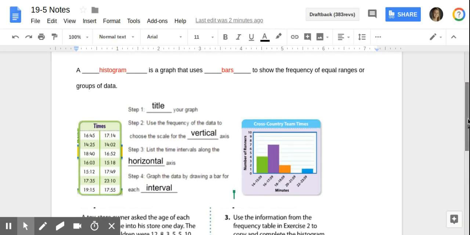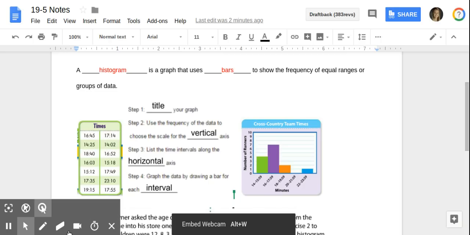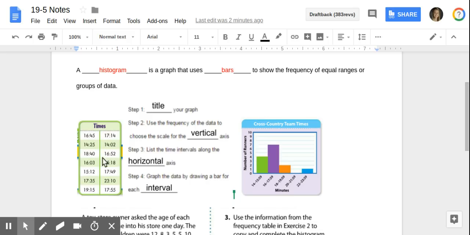It looks like a basic bar graph, but notice the labels on the x-axis. They are grouped by intervals. It's not just a single number. So there are steps you have to take whenever you're making a histogram. Step one is, of course, to title your graph. So in my example, it looks like we were talking about cross-country team times, and that would be the title.